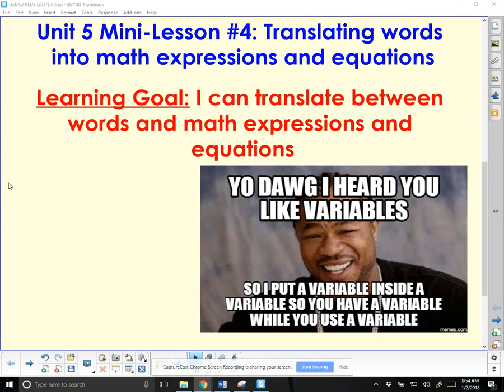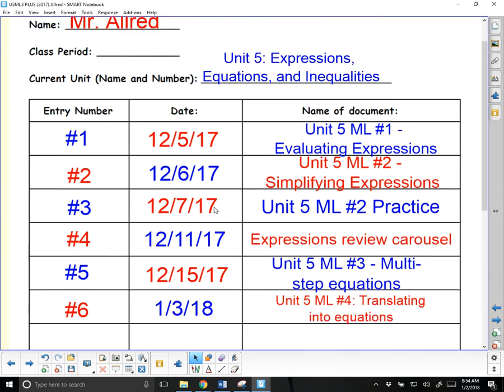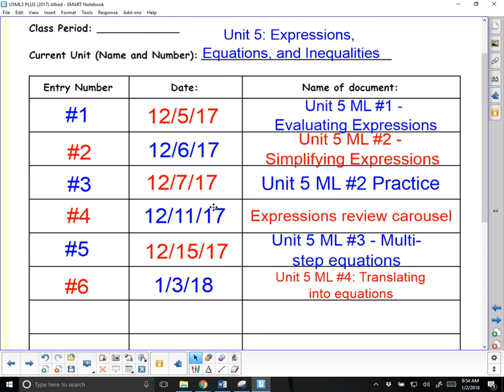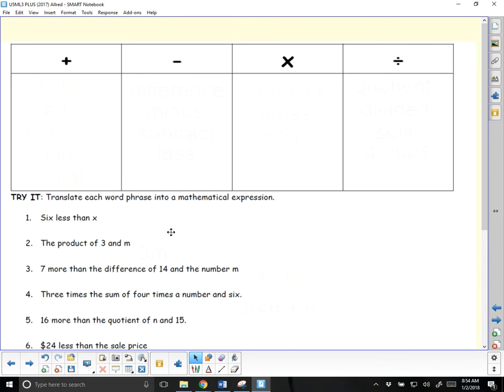Today, we're going to take word problems and rewrite them as a math expression or equation. If it's an equation, we'll probably solve that equation for a missing variable. Today's learning goal is that by the end of today's lesson, and really by the end of tomorrow's practice in small groups, you should be able to translate between words and math expressions and equations. This is your sixth answer in the table of contents, Unit 5, mini lesson number 4, translating into equations. Let's get started.